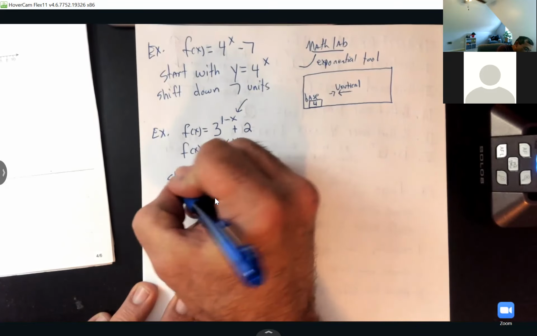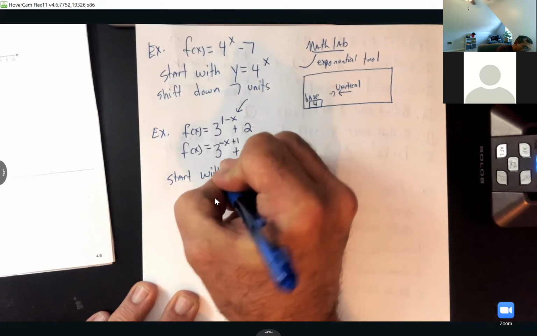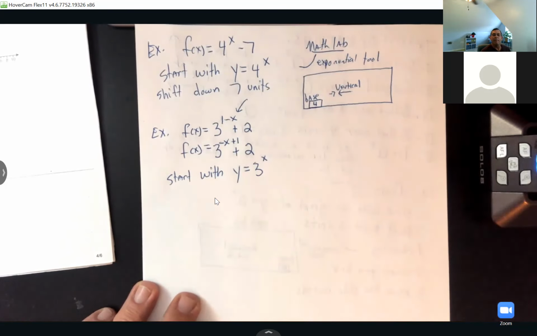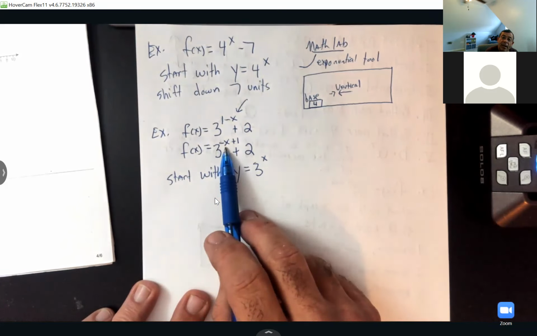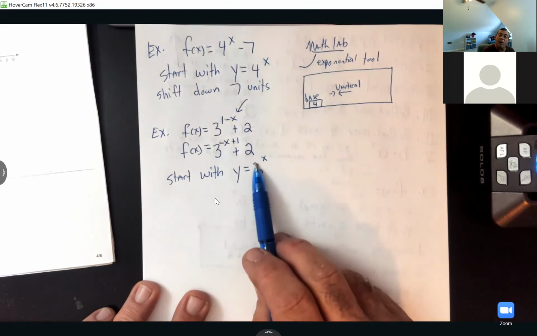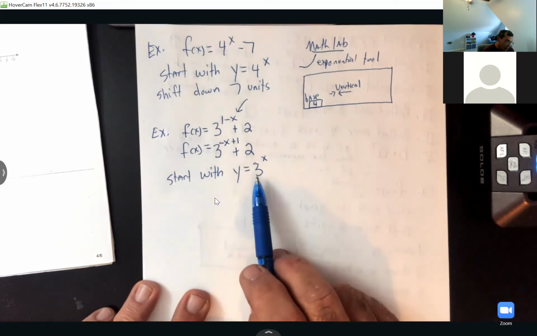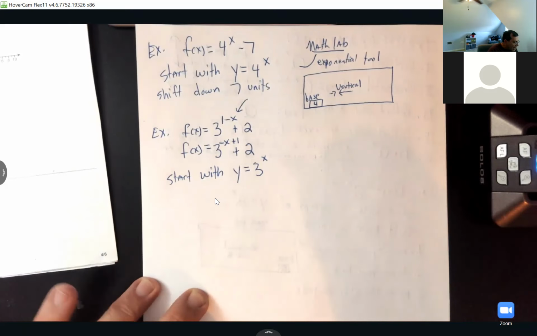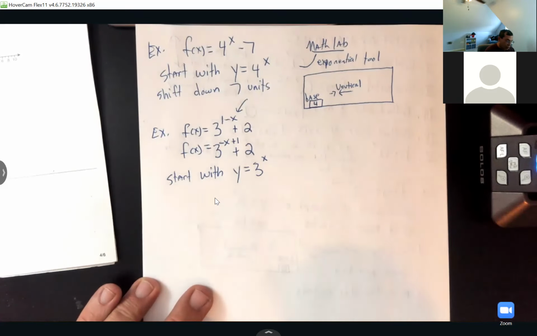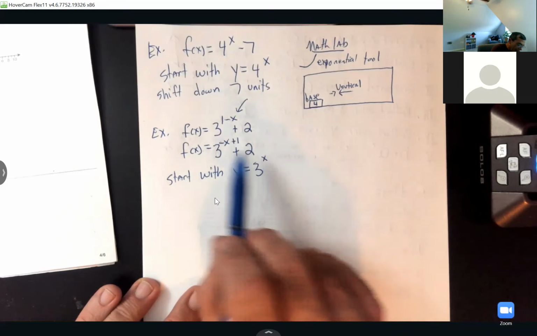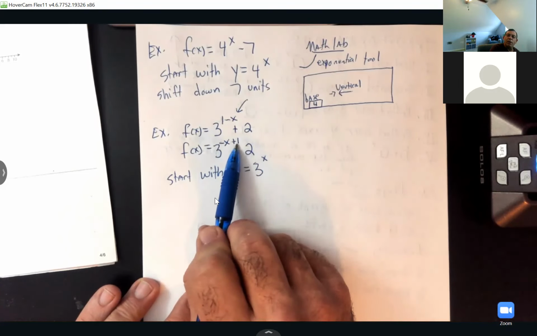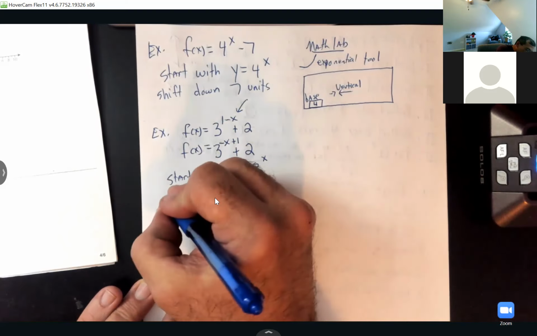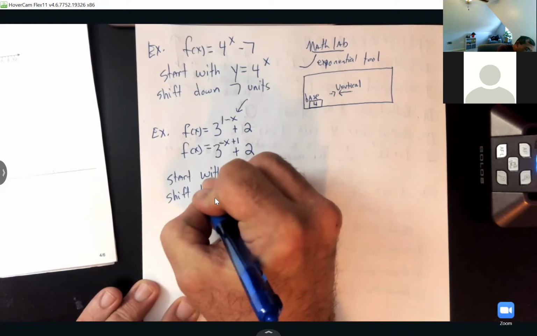So now we're going to start with y equals 3 to the x. I don't care if that exponent's negative, it's always going to start with a positive x up there, okay? All you're putting here is your base of 3. Now we'll look at what the shifts are doing. Where are we at? So that's a +1. That +1 is going to move me left 1 unit. So shift left 1 unit.